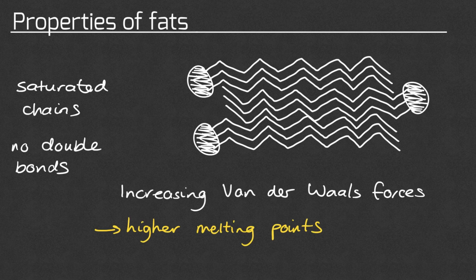If we've got more or stronger van der Waals forces between the different fat molecules, this means they're going to have higher melting points and therefore be a solid at room temperature. So that's why our saturated fats are typically a solid at room temperature.